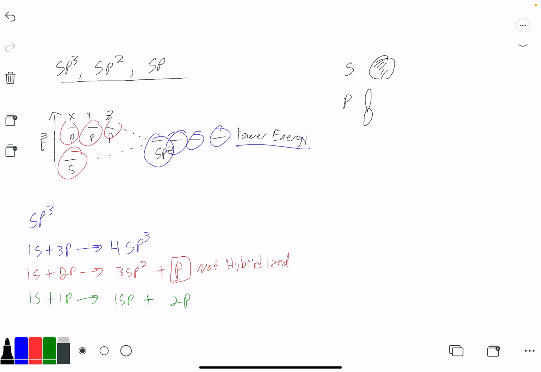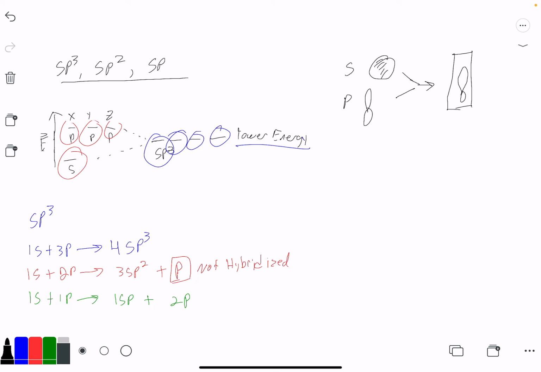Now, when these rehybridize, again, they're going to hybridize to form an sp3, sp2, or sp. You get an orbital that looks something like this, where it has a lobe on one side that's bigger than the other side. And so this is the new hybridized orbital here. Okay. And so no matter if you have an sp, sp2, or sp3, those hybridized orbitals look like that.